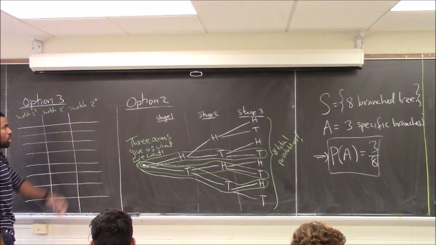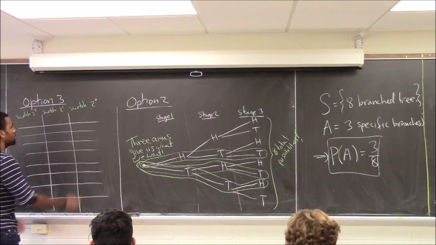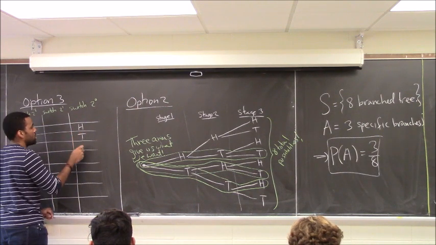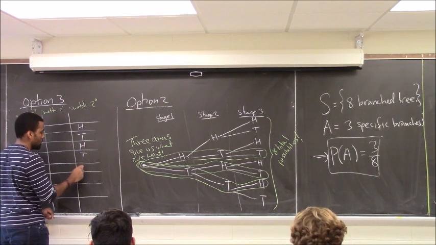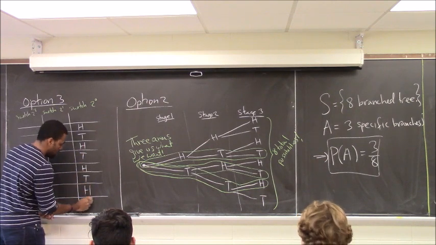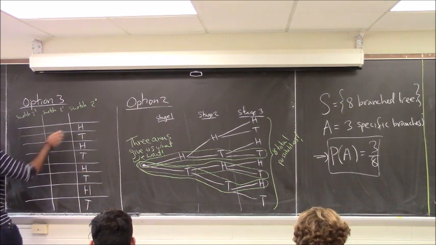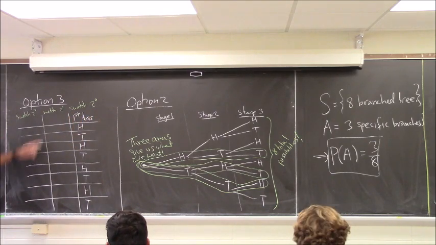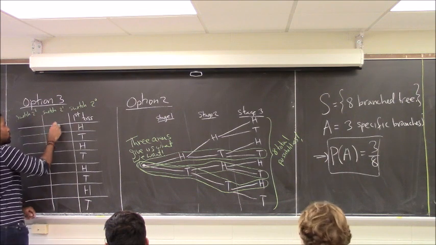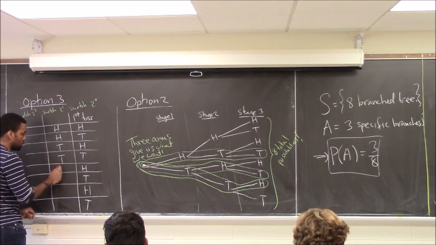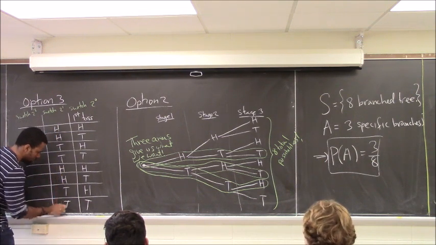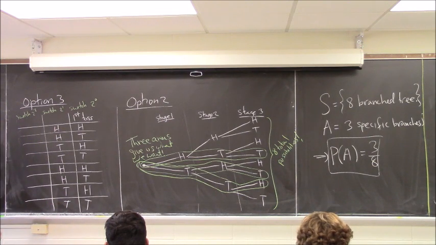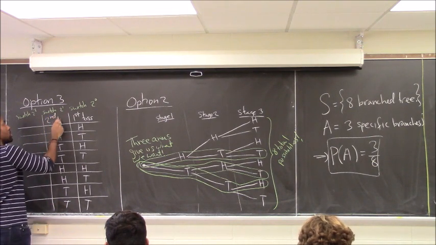So 2 to the 0 is 1, which means you switch every row. So you start out with H, you switch to T, you start out with H, you switch to T, H, T. Switch every 1 time. So this would be, say, the first toss. And now I'm going to switch every 2 times. So 2 H's, 2 T's, 2 H's, 2 T's, until I get to the end. That would be options for the second toss.